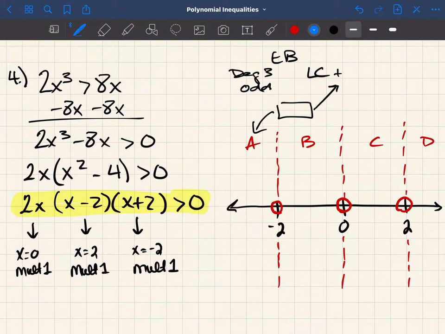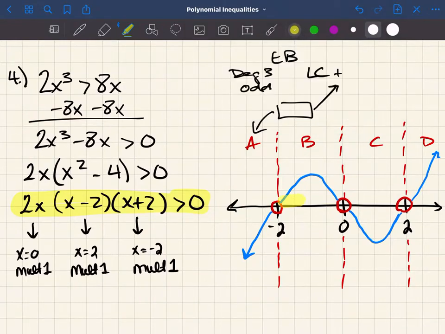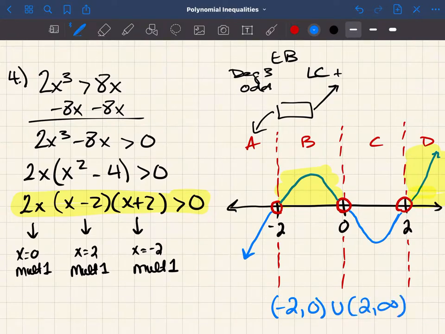So let's create our graph. To sketch our polynomial, we know that we're going to be trending up on this side. Multiplicity is 1, so it just goes through. It's going to have to turn and go through 0, and then it's going to have to turn and go through negative 2. We're looking for where the graph is above the x-axis, so that's going to be section B here and section D here. So our final solution is going to be from negative 2 to 0 and from 2 to infinity.